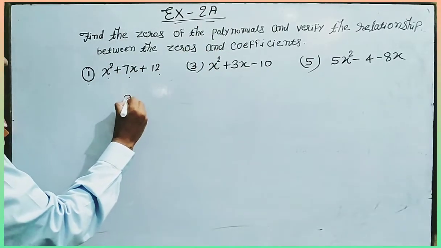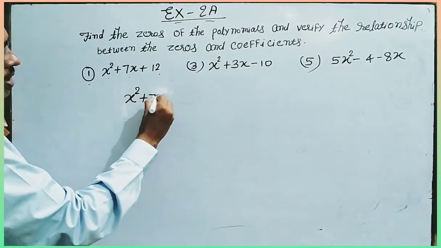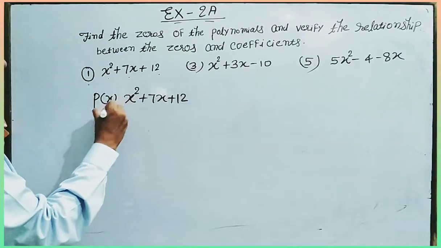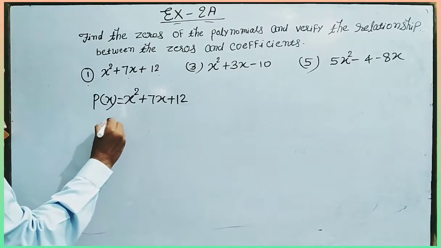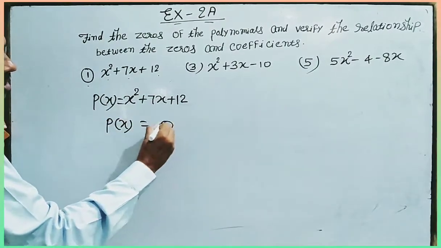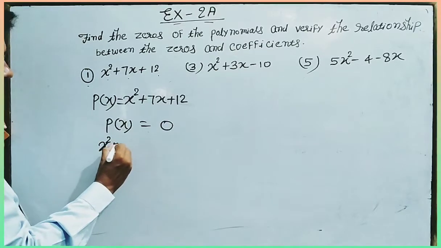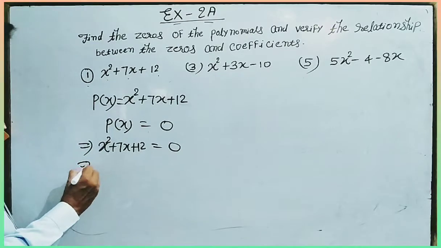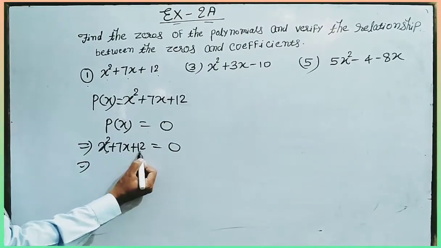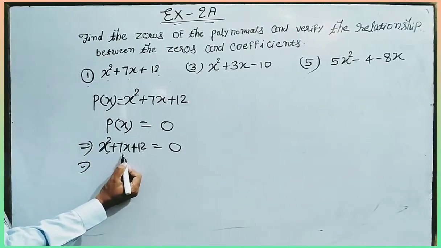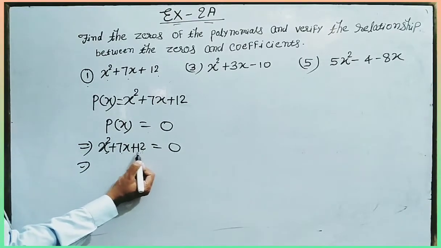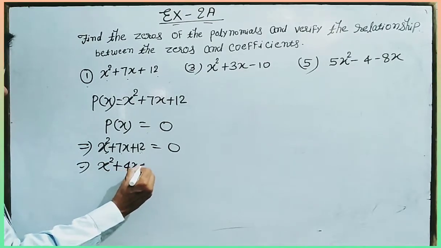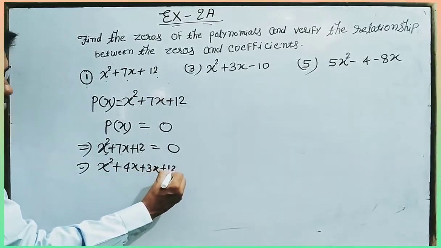So dear student, first you write the question, that is x square plus 7x plus 12. It is p(x), that is, the polynomial is equal to this. How can you find the zeros? So you write p(x) is equal to 0. That means x square plus 7x plus 12 is equal to 0. Now by middle split, 12 we can write as 4 and 3. 4 into 3 is 12, and 4 plus 3 is 7. So we write here x square plus 4x plus 3x plus 12.